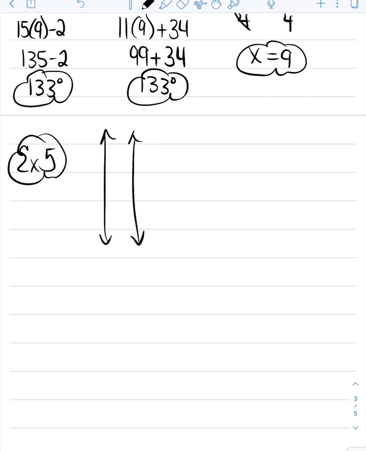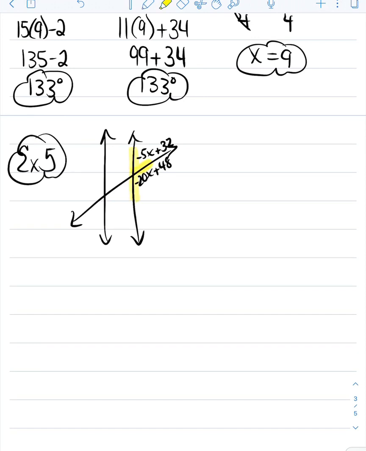So far, all of our equations have been equal. We're going to see something different here. So we have negative 5x plus 32, and then we have negative 20x plus 48. We're still going to follow our same steps. So first, find your angle relationship.